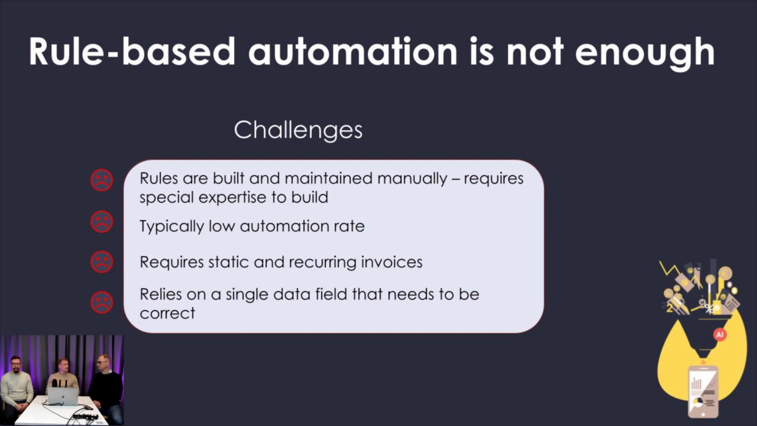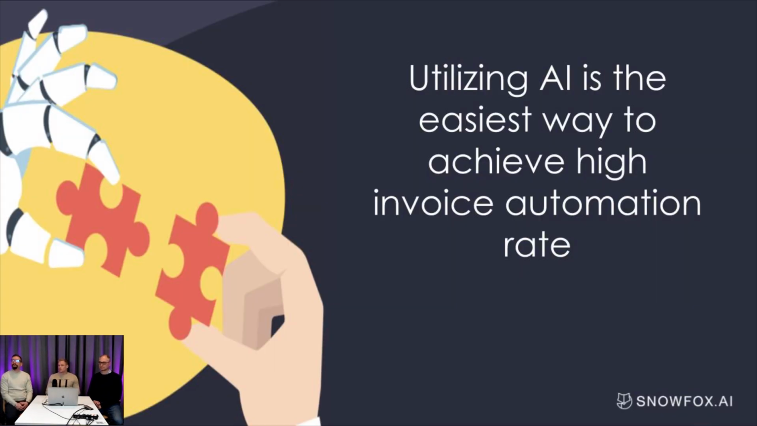Yeah. So we still think that there is a place for rules, definitely, for static invoices, recurring invoices. But if you are only with rules trying to achieve 90% of invoice automation, on paper somebody could do it, but basically not, because invoices are not static and not recurring, because they are different and so on. So it's almost impossible, we would say. But utilizing AI is the easiest way to achieve a high invoice automation rate, which is actually possible today, and companies are doing it right now.